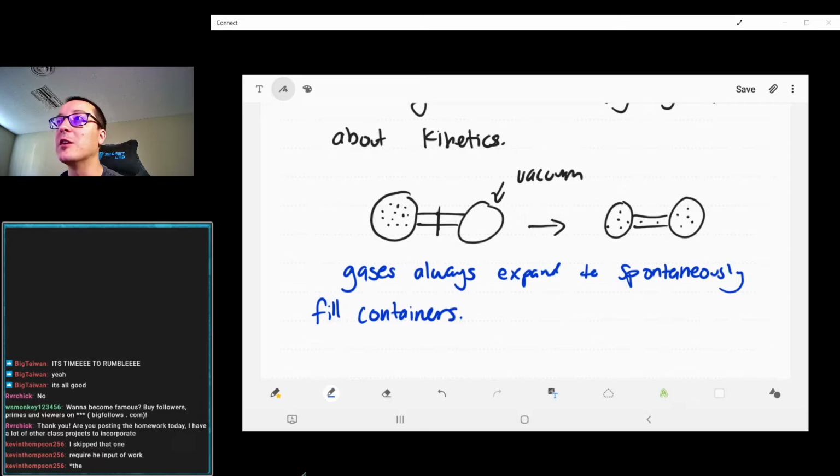So we would have to maybe put the barrier in, suck out all the molecules, and then force them in the other side or something. It'd be a lot of work. Not gonna happen by itself. And we'll see why that is.